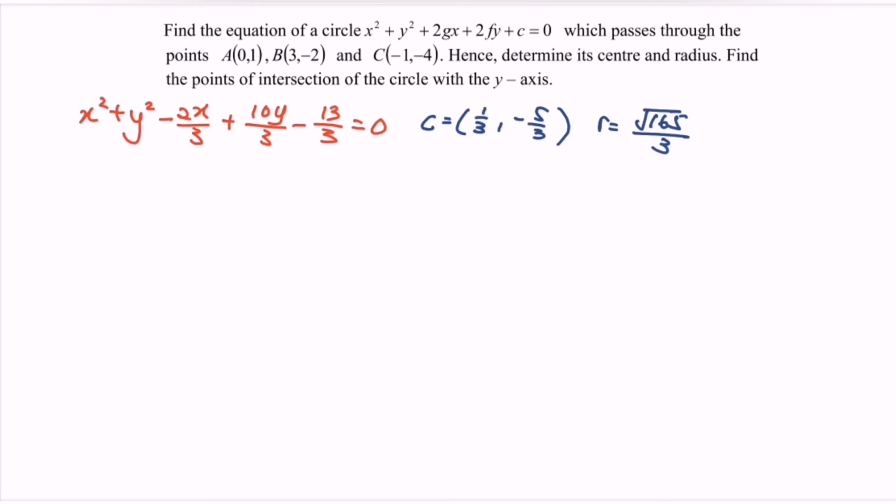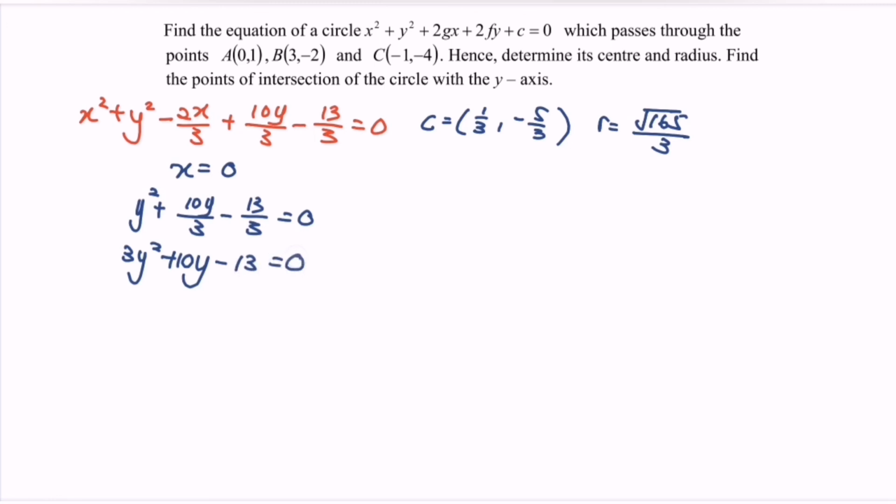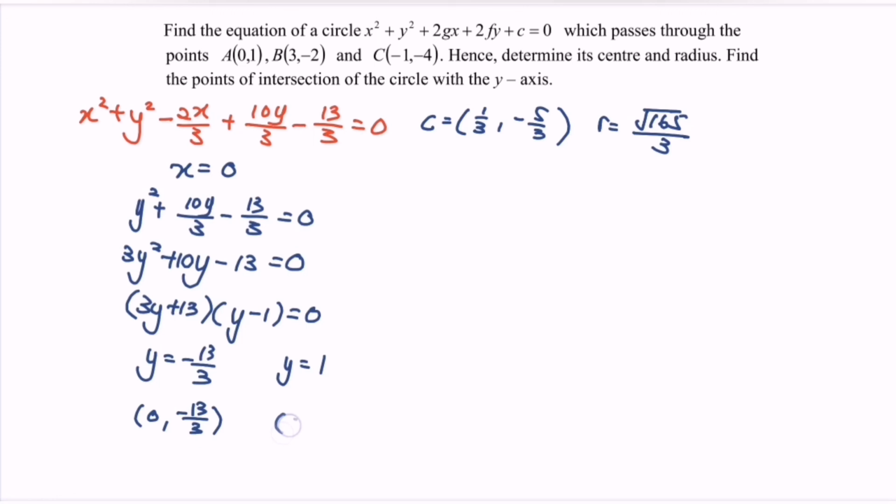Find the points of intersection of the circle with the y-axis. In here, the y-axis means that x equals 0. So we can see that y squared plus 10y over 3 minus 13 over 3 equals 0. From here, we have 3y squared plus 10y minus 13 equals 0. Next is to factorize: (3y plus 13)(y minus 1). So finally, y equals -13 over 3, y equals 1. The points of intersection between the circle and the y-axis would be (0, -13 over 3) and (0, 1).